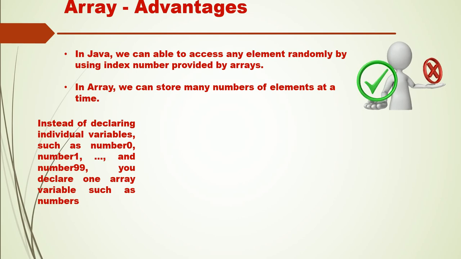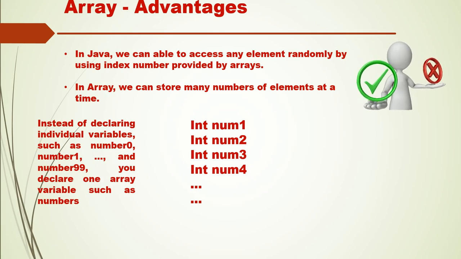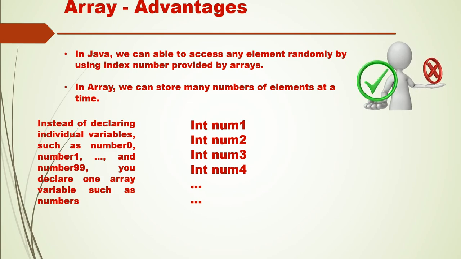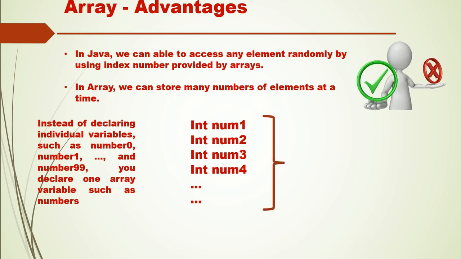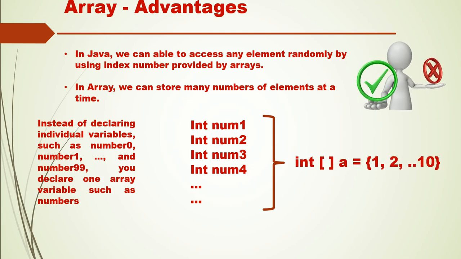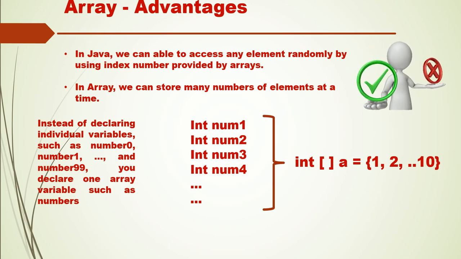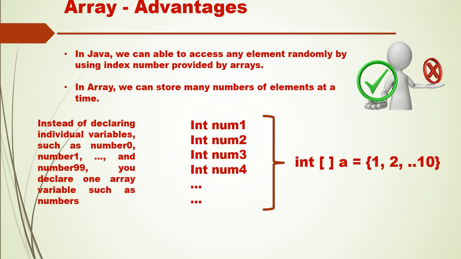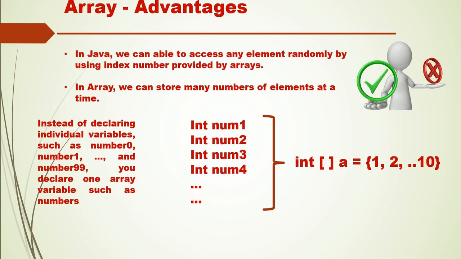See the example: int num1, num2, num3 and num4 and so on. You have to declare different variables, rather than declaring a single array variable like this: int array, this is the symbol of array, a square bracket, the name of the variable a equal to, and curly brackets, I assign the values like 1, 2, up to 10.